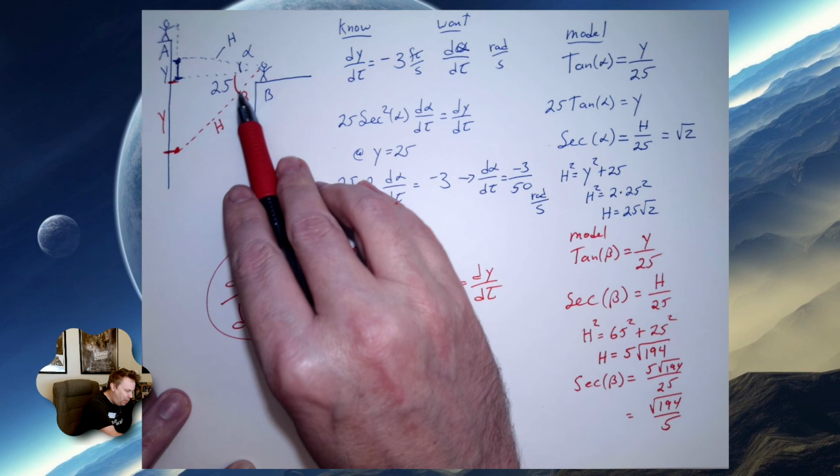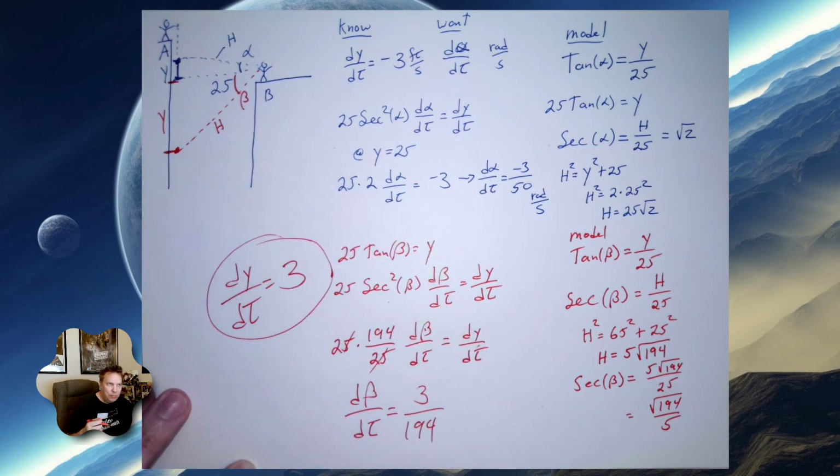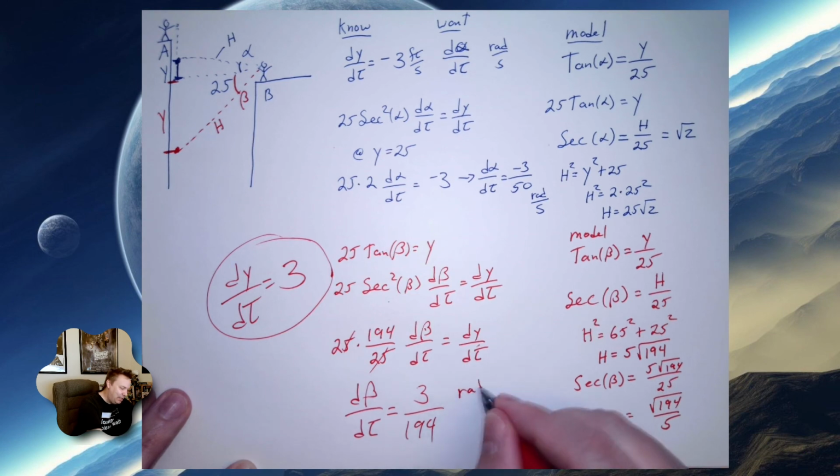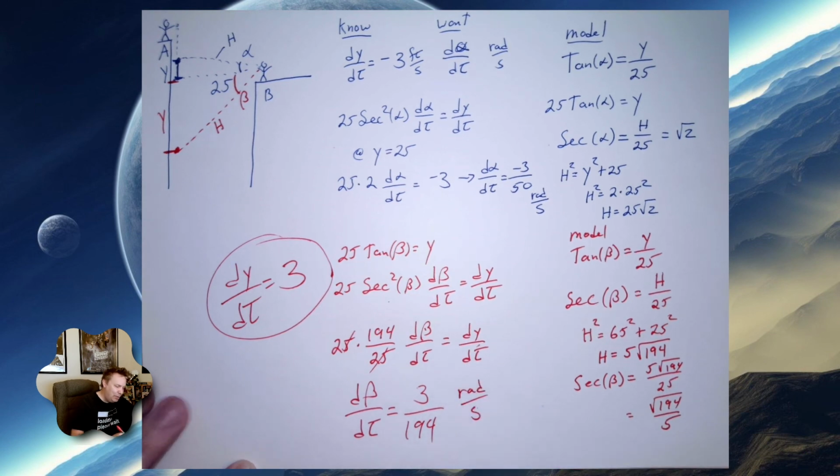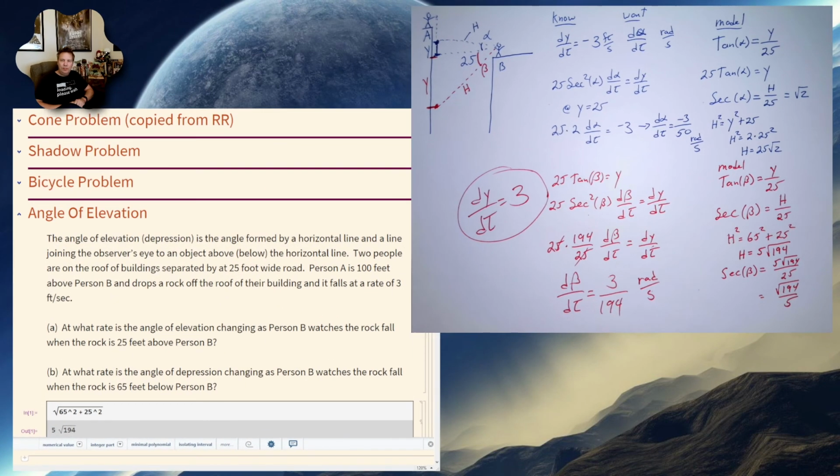So this angle beta is getting larger. Well, that kind of makes sense. And again, this is in radians per second. So part A and part B.